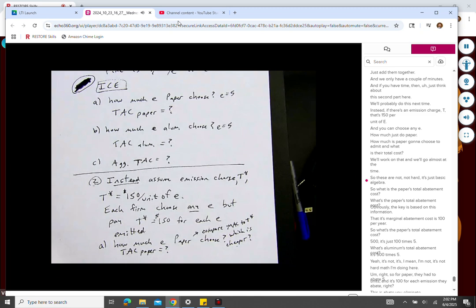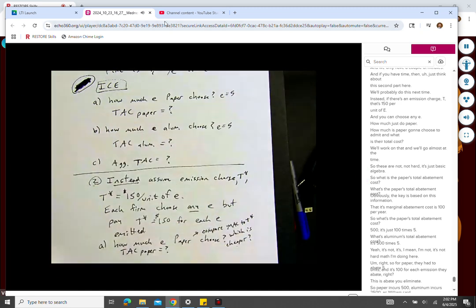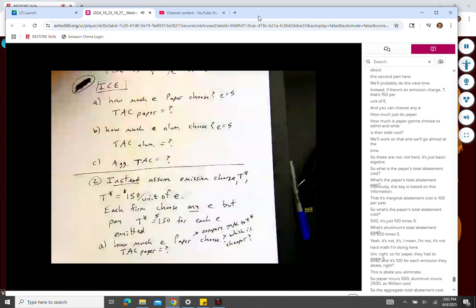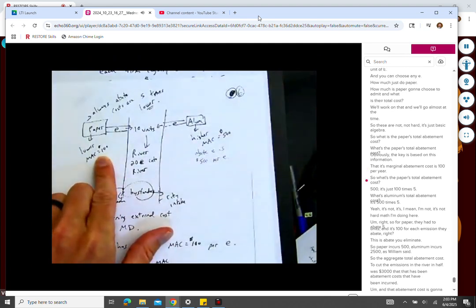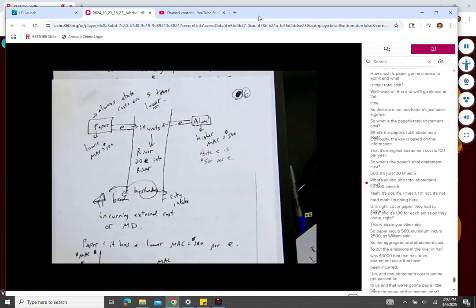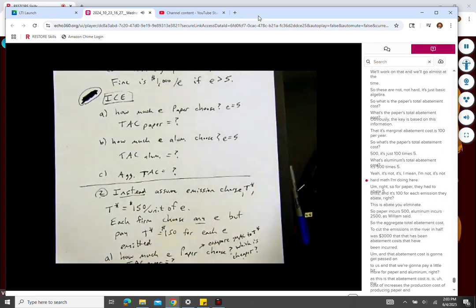So these are not hard, it's just basic algebra. What is the paper's total abatement cost? Obviously the key is based on this information, that its marginal abatement cost is 100 per E. So what's the paper's total abatement cost? 500, it's just 100 times 5. What's aluminum's total abatement cost? Just 500 times 5. It's not hard math.